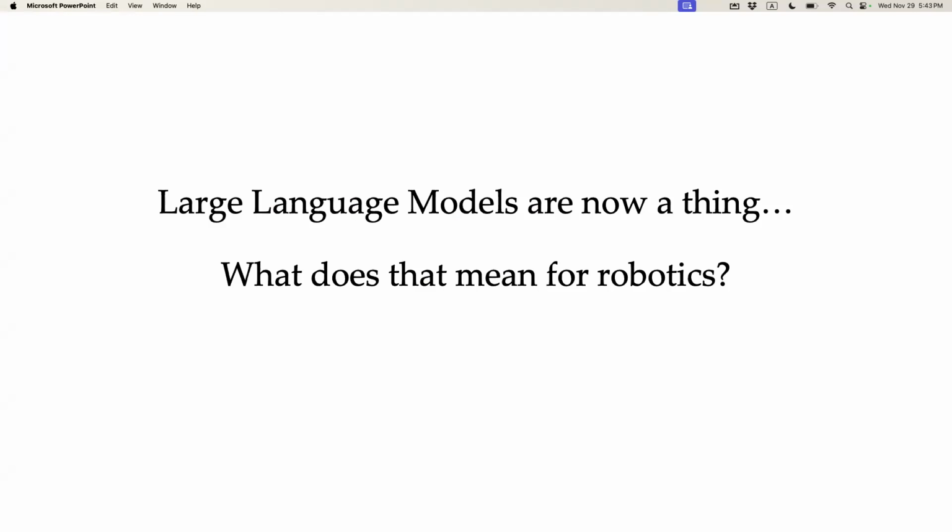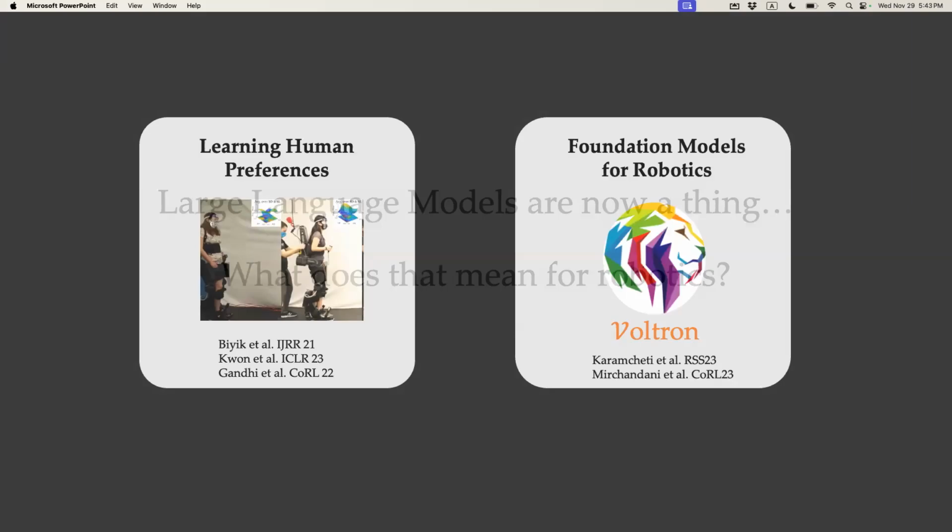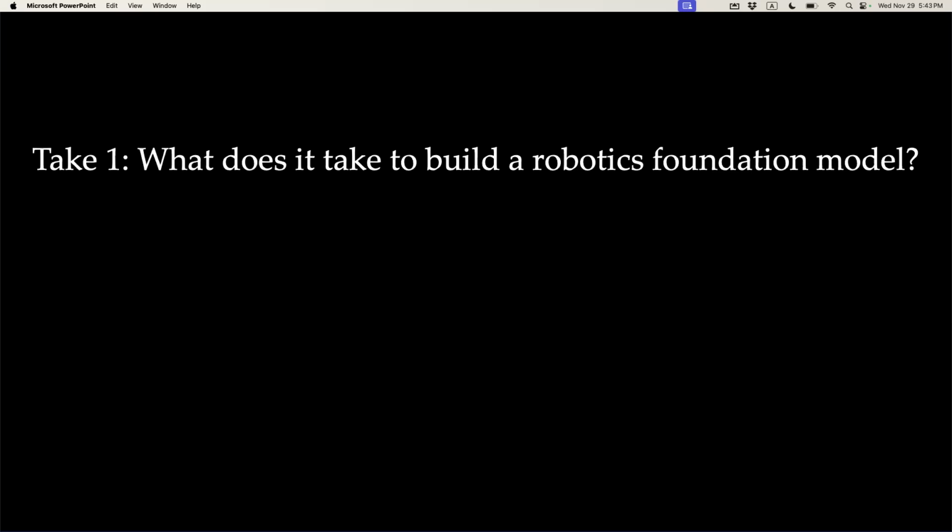And I think a good question to ask is what that means for robotics. How are we going to move forward knowing that? In practice, I feel like there are two takes towards this, and I want to talk about both of these takes. The first take is this kind of grand vision of building something that resembles a large language model for robotics.